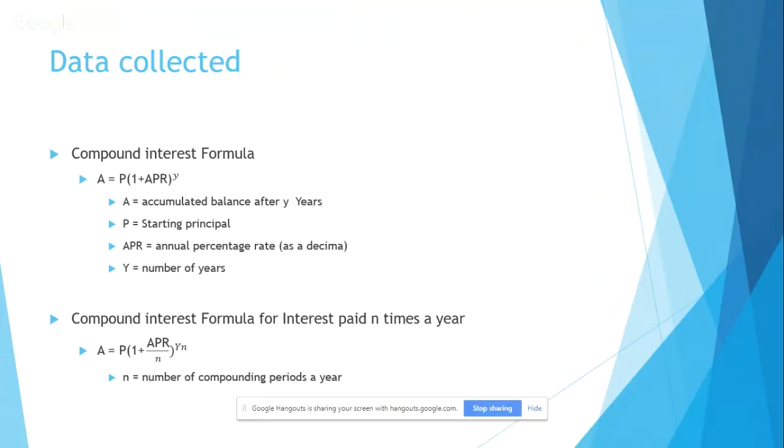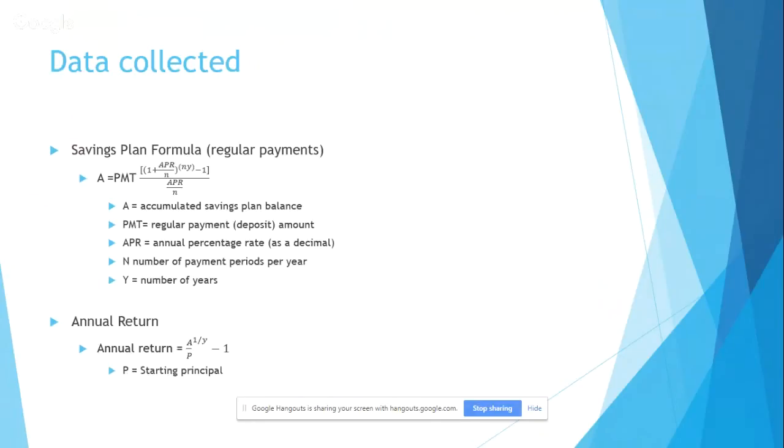Like the compound interest formula, it helps you visualize how your interest is going to compound. And again, the compound interest formula for interest paid n times a year. So when your interest basically compounds multiple times a year, I know, mouthful. He also gave me the savings plan formula for regular payments. So let's say you have a 401k and you want to see how it's going to develop. This formula would be fairly helpful.